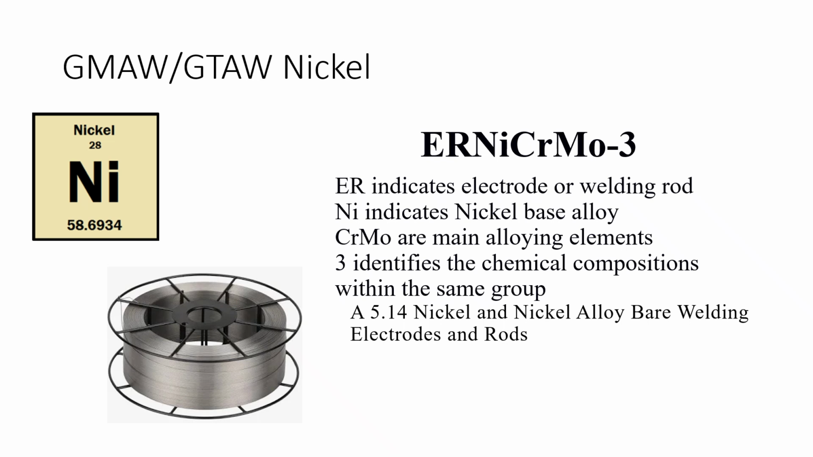So then when we get to weird things like nickel alloys, we go ER. This is an electrode or a rod. We can use it either as a gas metal arc welding filler material or a gas tungsten arc welding filler material, because the rod would mean we're not going to run electricity through it. And this tells us a specific formula. So this is nickel, chrome, moly, and it's the third one. It's the third chemical composition within that same group.